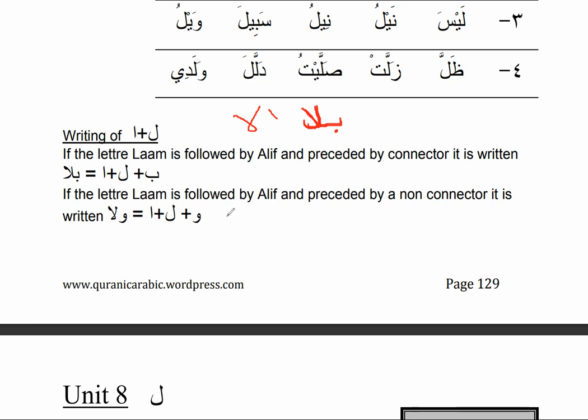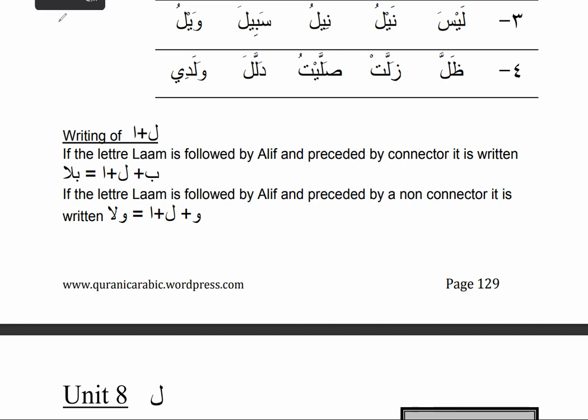If the letter lam is followed by alif and preceded by a non-connector like this, waw is a non-connector, what will you do? You will write lam separately. Lam and alif and waw separately.